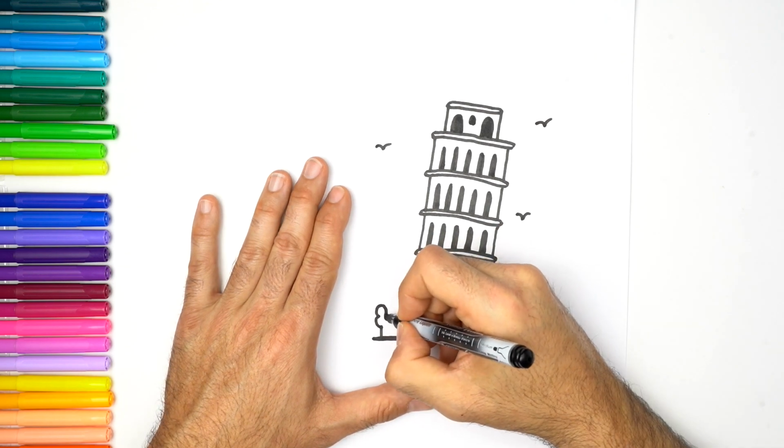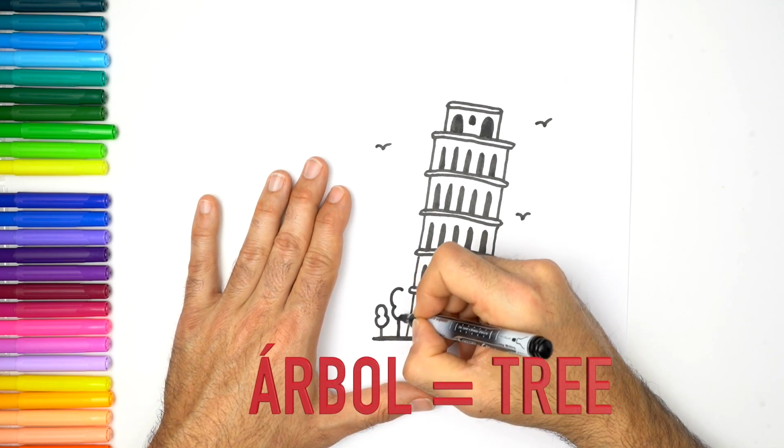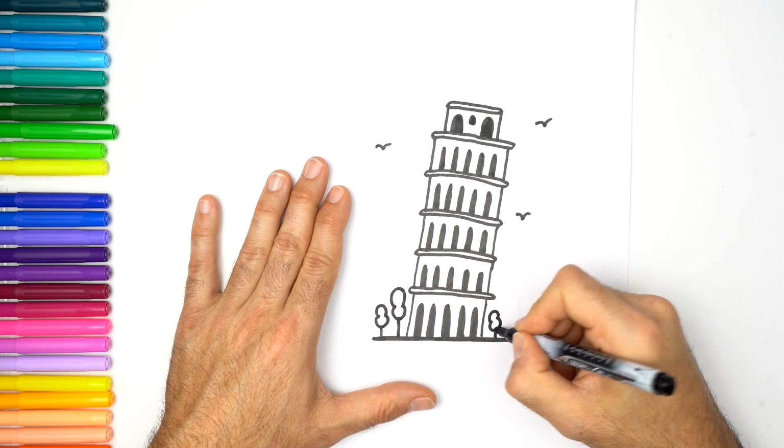Now we draw some trees. Tree in Spanish is árbol. Come on guys, it's looking very good.